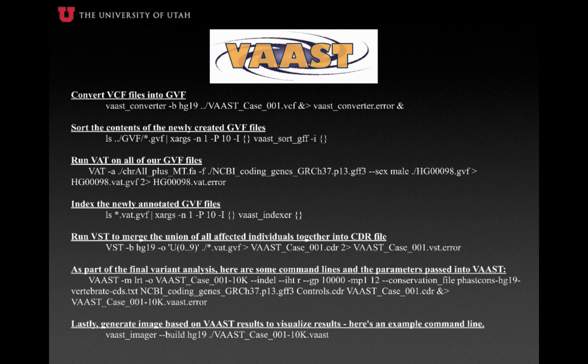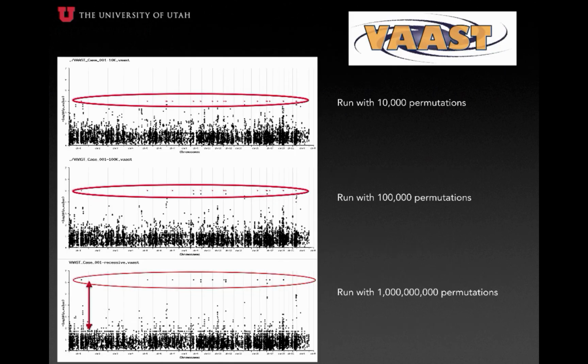Once we had our CDR file, we ran several different iterations of VAST using different command line options in an attempt to find the best candidate genes. Lastly, we used the VAST Imager tool to create a nice Manhattan plot of the results, which I'll talk more about next.